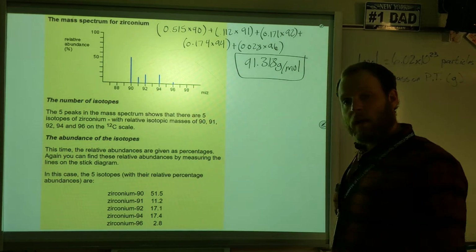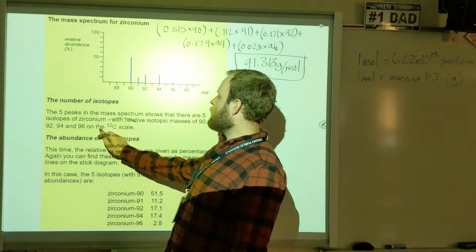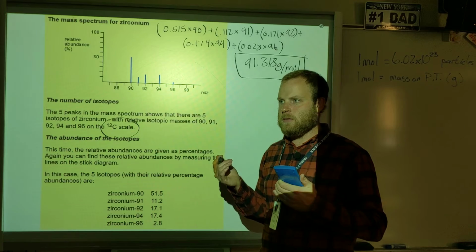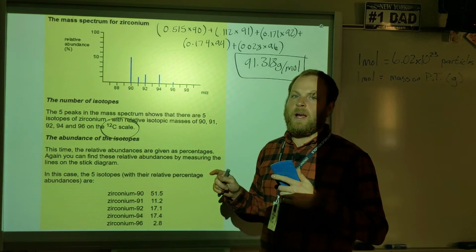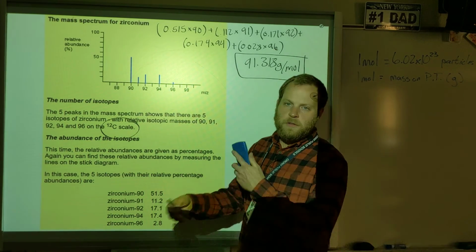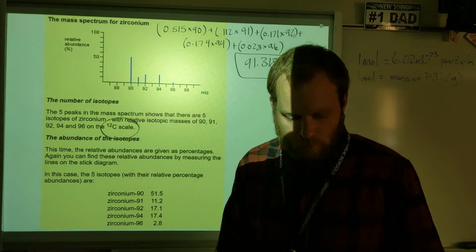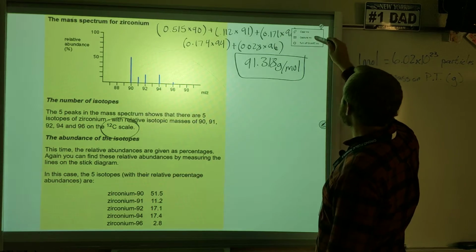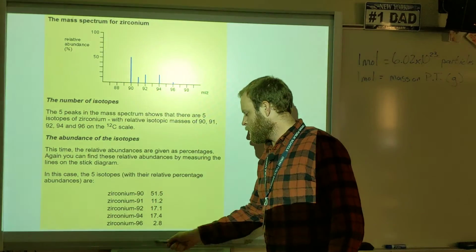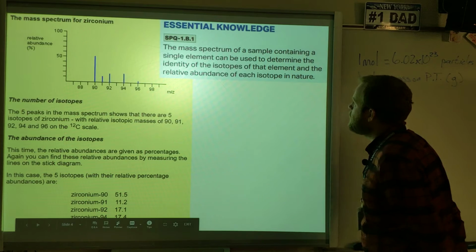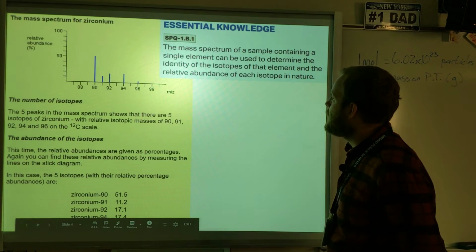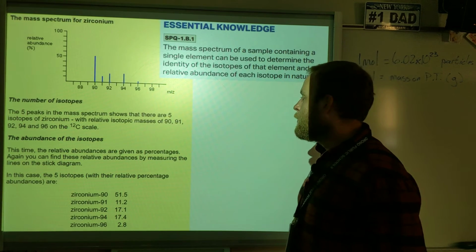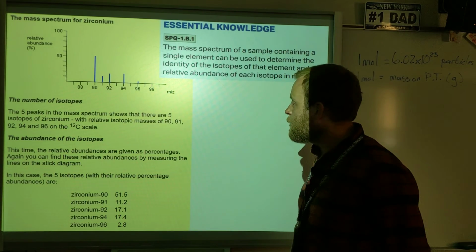Great. They say it's on the carbon-12 scale because what they did is they took carbon with exactly 6 protons and 6 neutrons and made sure that weighed exactly 12 AMUs. And then everything else is based off of carbon. So that's what the carbon scale is. If you're curious, you don't need to know that for the test. Okay, that was fun. The mass spectrum of a sample containing a single element can be used to determine the identity of the isotopes of that element and the relative abundance of each isotope in nature. So that's basically what we just did in mathematical format.